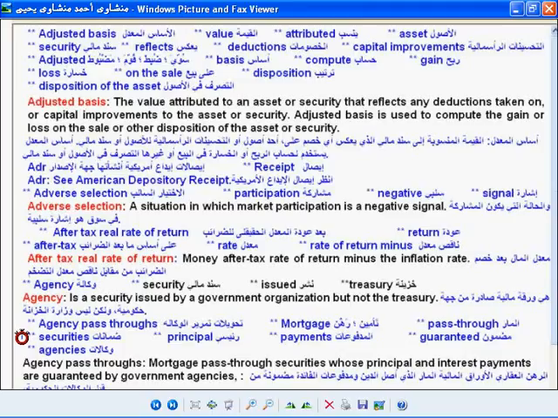Agency pass-throughs, mortgage pass-through securities whose principal and interest payments are guaranteed by government agencies.